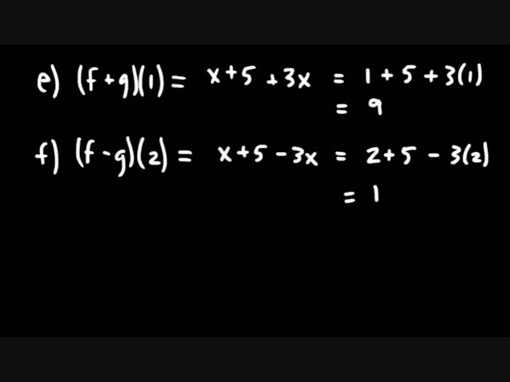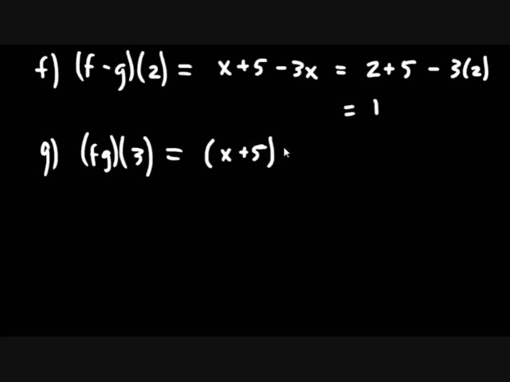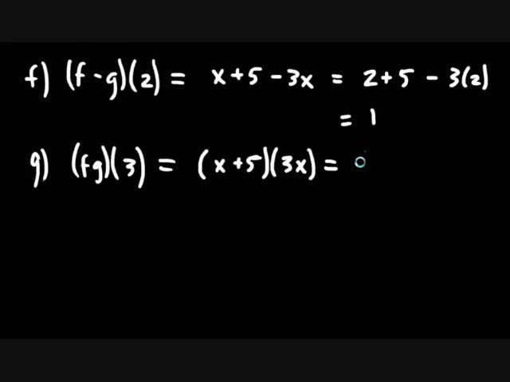For g, which is the product of f and g at x equals 3, all we have to do is plug in 3 for f of x and then 3 for g of x. So we get 3 plus 5, which is 8, and then we get 3 times 3, which is 9. So then 8 times 9 is 72.